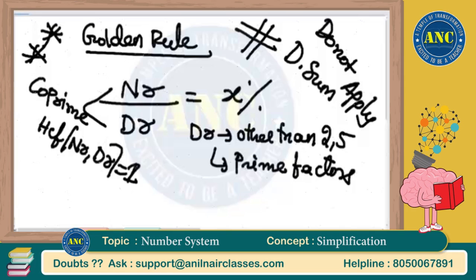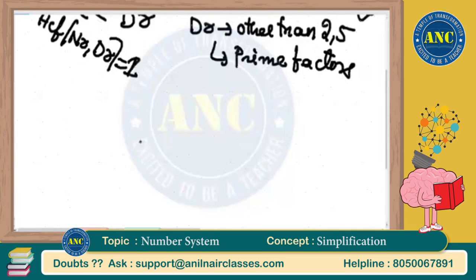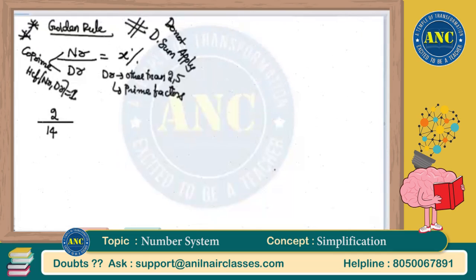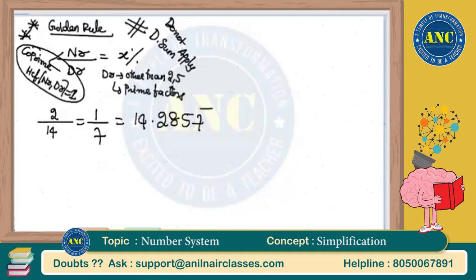No beta, Gagan, I will explain. Good doubt you have asked. Suppose, do not tell me this question, sir, suppose it is 2 by 14. What did I say? I said they both should be co-prime to each other. It is 1 by 7. So the answer is 14.2857 bar. This is bar.